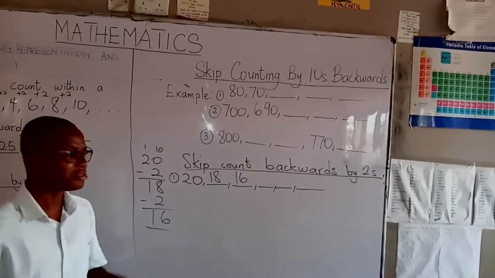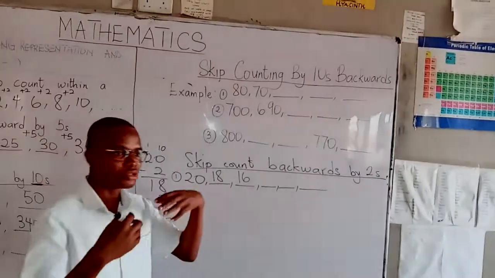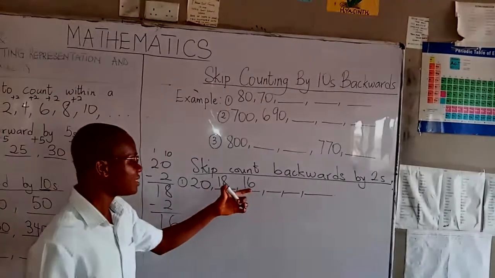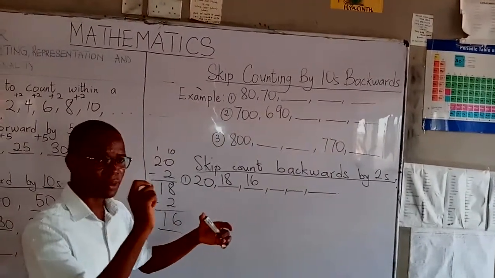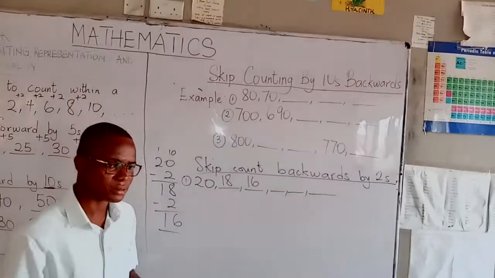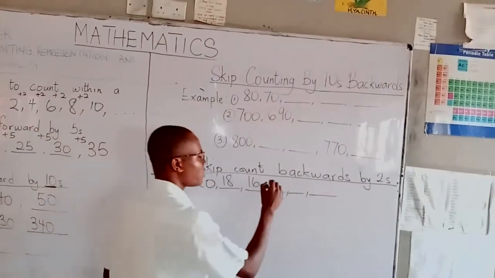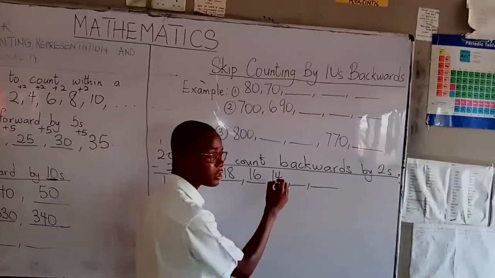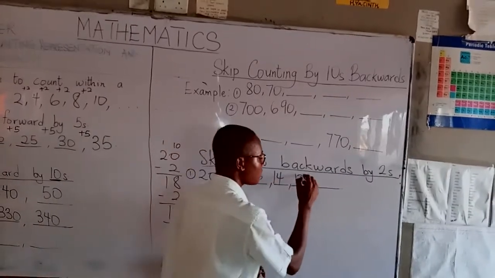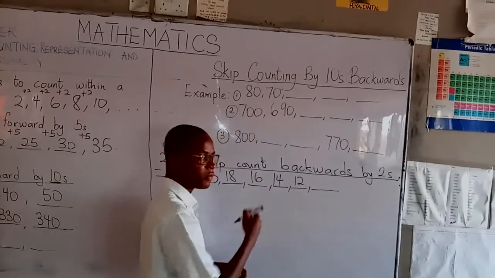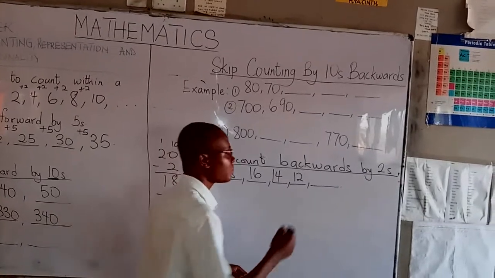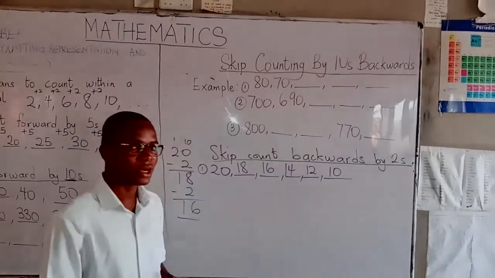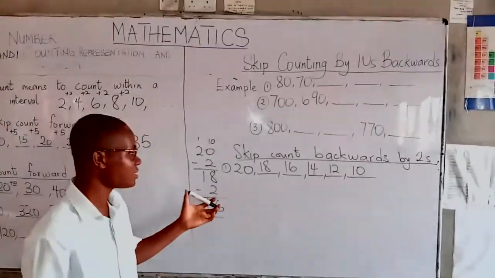Now let's try. You can use any object you have to reduce the numbers. Now we have 16 over here. You remove 2 from it. When you remove 2 from it, what are you getting? 14. Then what else? Remove 2 from 14, you get what? 12. Then remove 2 again. 10. I hope you are following what you are doing. See, it's very, very interesting.